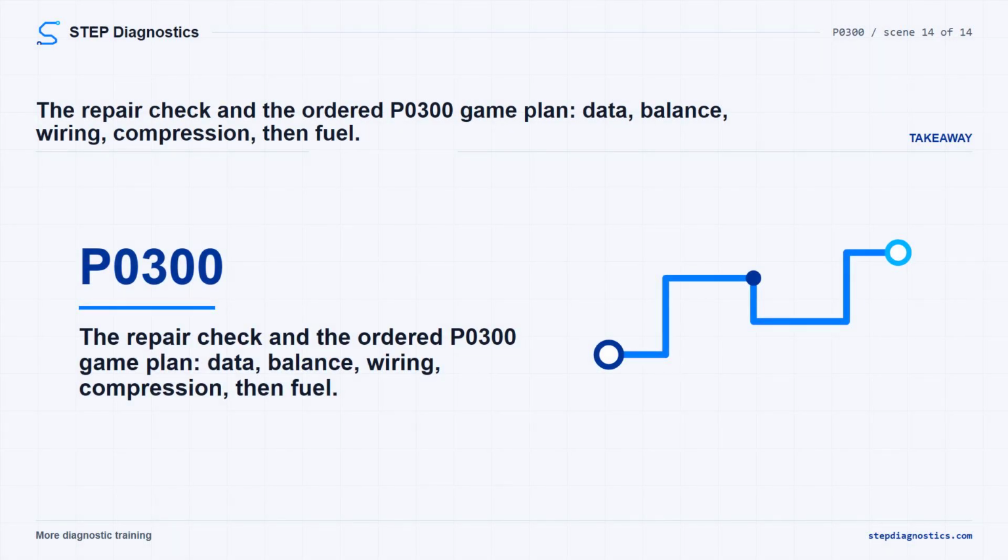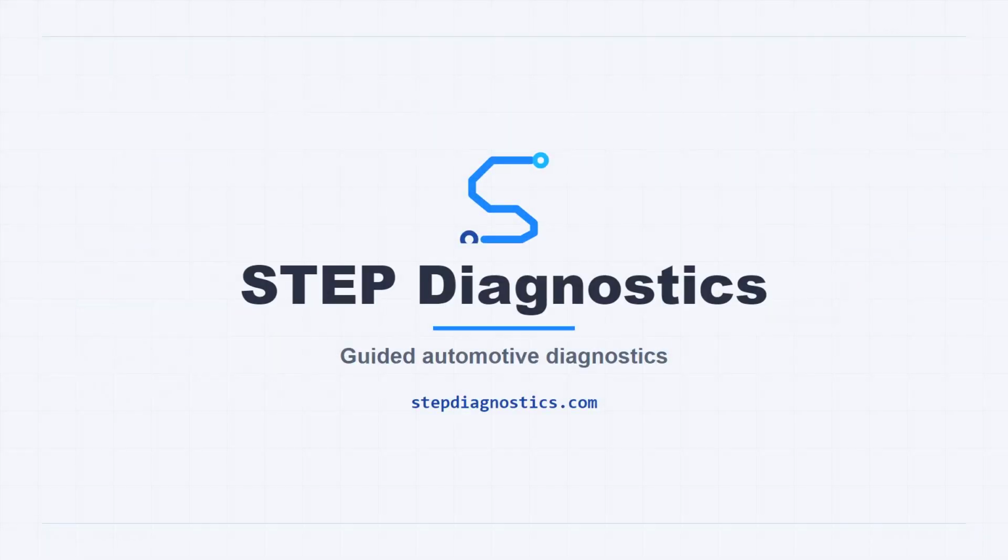After any repair, keep verification separate from the testing work. Verify the repair and confirm the code stays gone under the conditions that run the monitor. The takeaway is simple. P0300 is diagnosed by proving the misfire data, comparing cylinder contribution, checking intermittent wiring movement, then separating mechanical compression concerns from fuel system concerns.